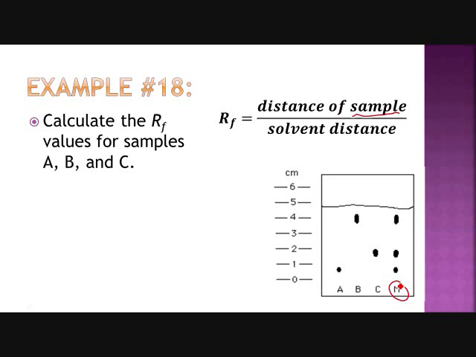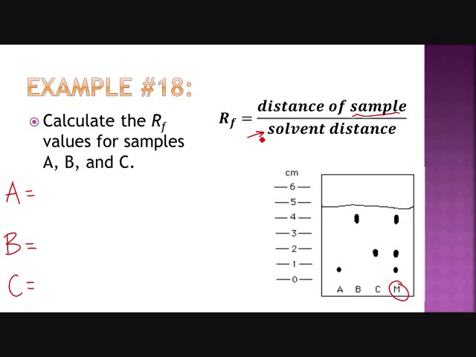But this is just to practice solving for RF, okay? What's nice about this one is it gives you a guesstimate of measuring, so you don't actually have to have a ruler yourself right now. The bottom number is going to be the same every time because the solvent distance is the same every time. Where do you think the solvent distance is? 4.8.